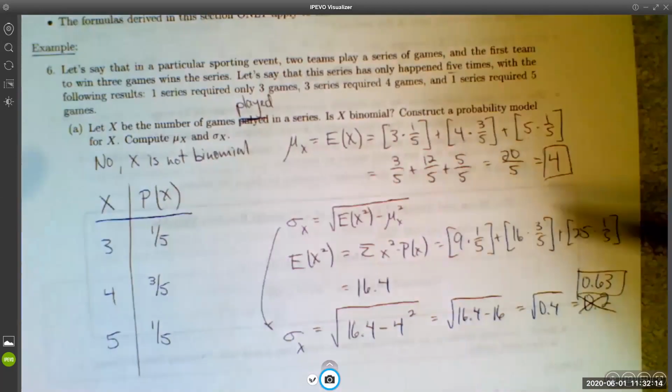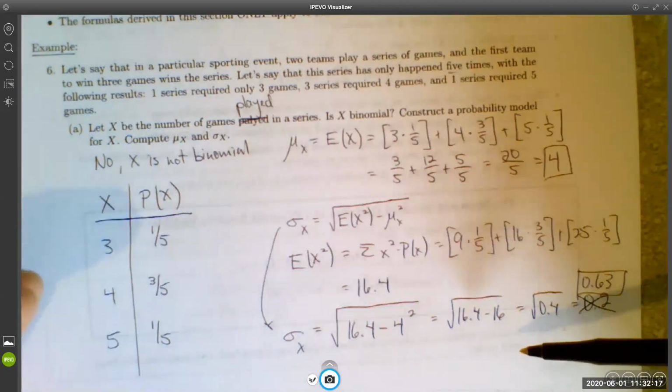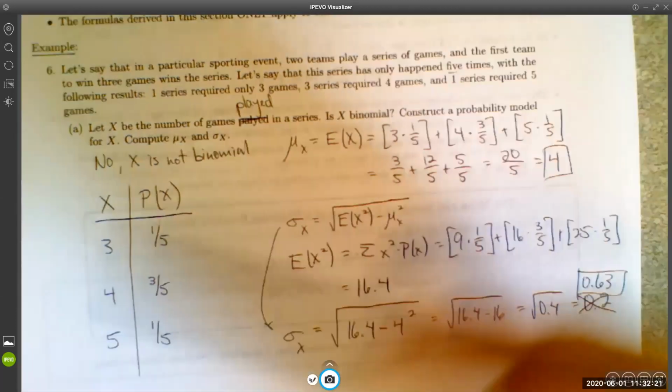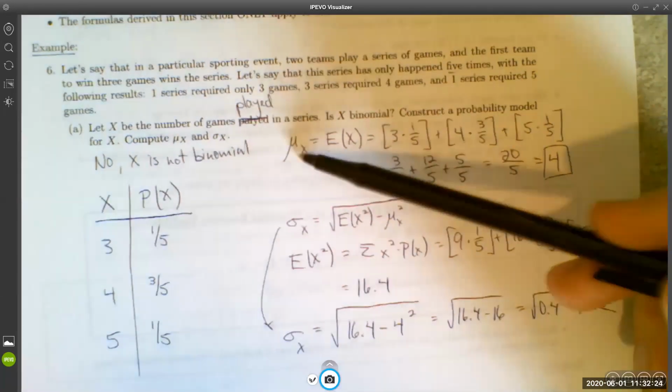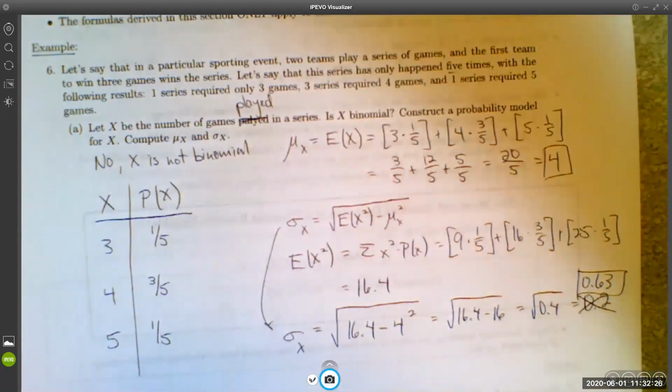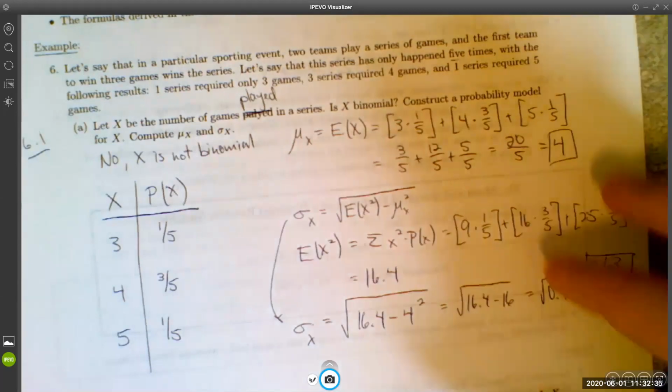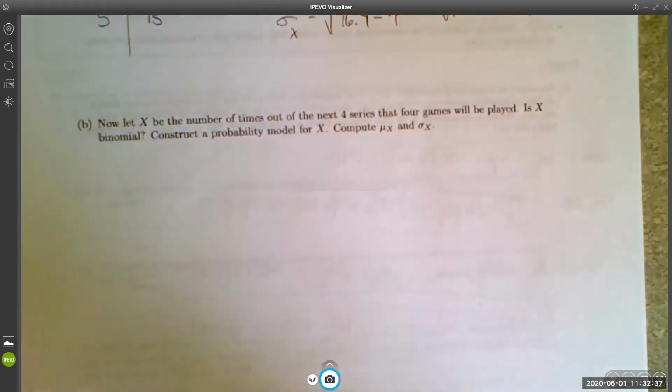Okay, so if the variable is not binomial, this is how you have to find the mean and the standard deviation. This is using techniques from the previous section, 6.1. Okay. Now part B says, now let x be the number of times out of the next 4 series that 4 games will be played. Is x binomial? Construct a probability model for x.